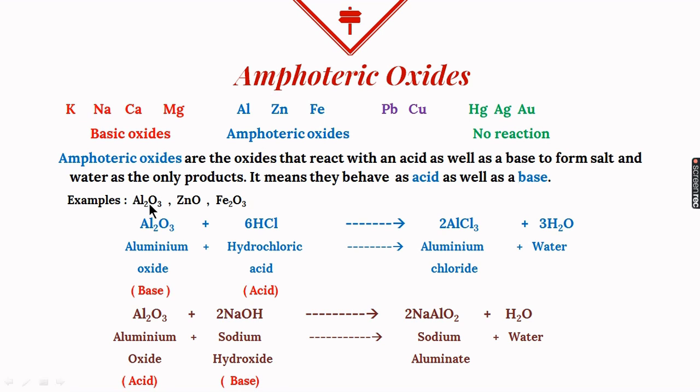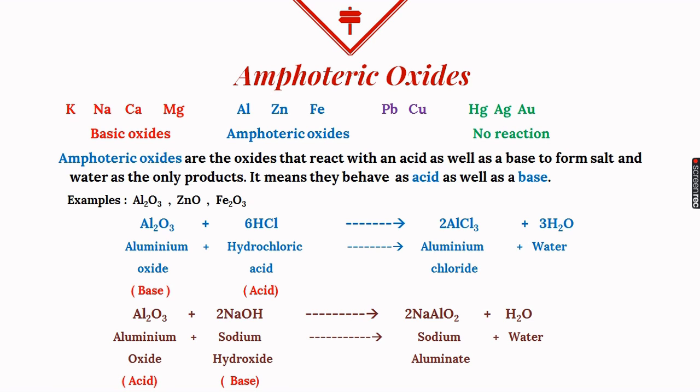First of all, we have taken the example of aluminium oxide. Aluminium oxide, when reacted with acid HCl, gives salt and water. When it reacts with base NaOH, it gives salt and water. So let's see the names of the salts also.